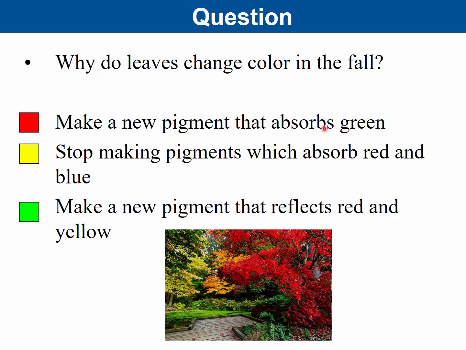If a plant simply made a pigment that absorbs green, that would not necessarily make the leaves appear yellow, orange, or red, because the plant would also still be absorbing those wavelengths of light. If the answer was make a new pigment that reflects red and yellow, again, that doesn't solve the problem of the fact that chlorophyll would still make those pigments that absorb those lights. And so the answer has to be yellow. They stop making chlorophyll A and B, and as a result, the plants appear red, orange, and yellow.